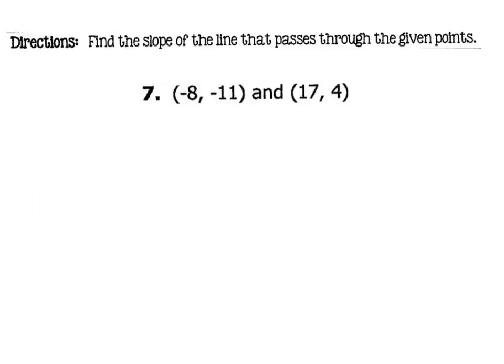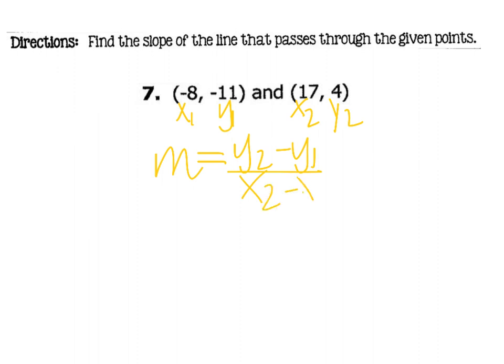Alright, just a quick refresher. We just went over this a couple minutes ago. But reminder, how do we find the slope of a line given 2 points? Label it x1, y1, x2, y2. Plug it into our formula. M equals y2 minus y1 over x2 minus x1.